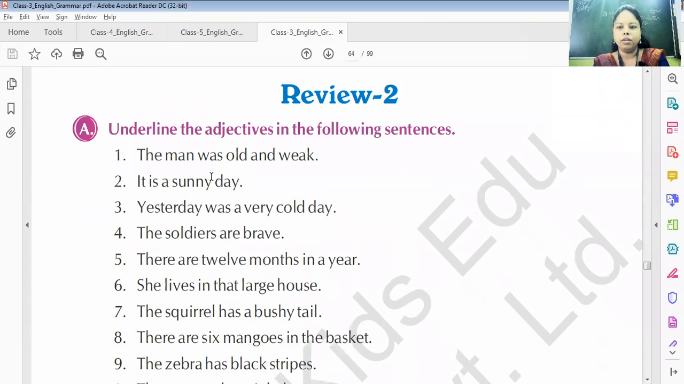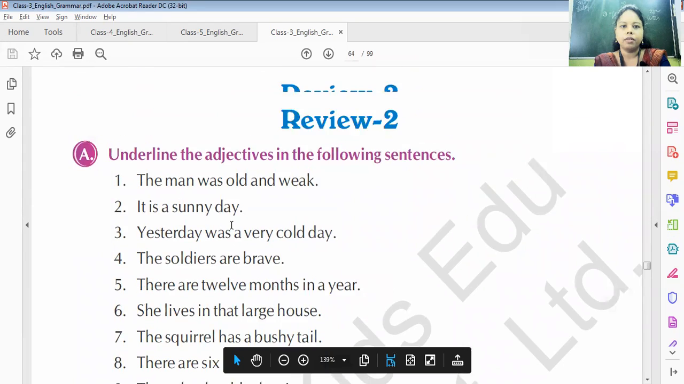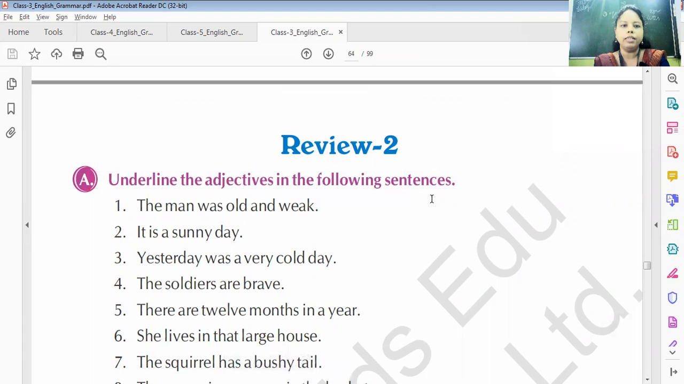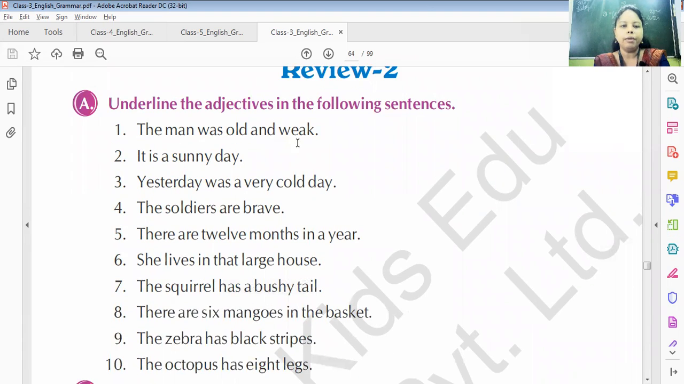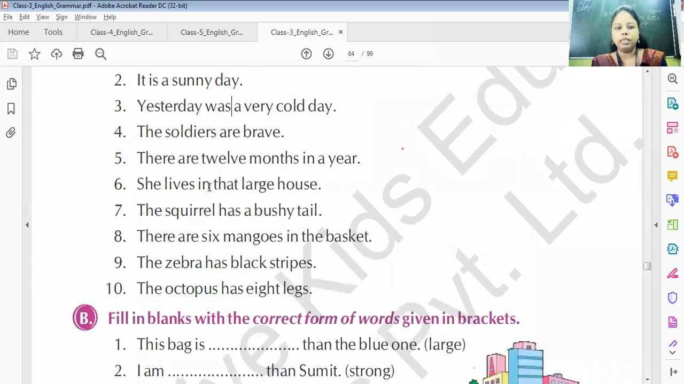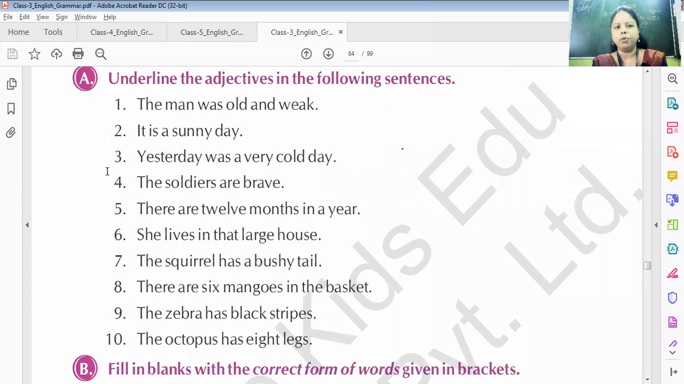The next exercise. So this is review 2. Underline the adjectives in the following sentences. The man was old and weak. So here you just have to underline the adjectives. Okay, so let's complete this exercise also. So students, in this review 2, I will complete 3-4 questions of each exercise, and the rest of the questions you all have to do by yourself. Understand? Because these questions are from the chapters which we have already completed.